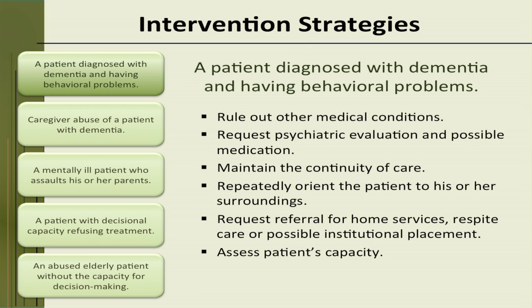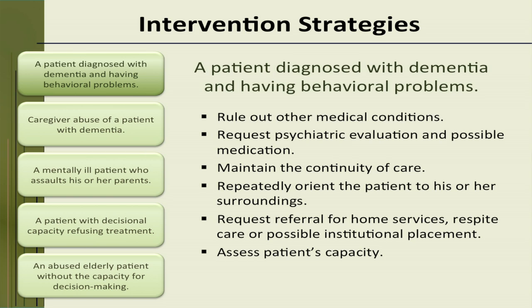So, some of the intervention strategies. Let's start with a patient diagnosed with dementia and having behavioral problems. What we'd want to do is rule out other medical conditions first, because remember, what we're trying to do is intervene on the abuse. We want to reduce the abuse, but first we have to understand what are the causes or other potential causes of the abuse. So like I said, we'll rule out other medical conditions.